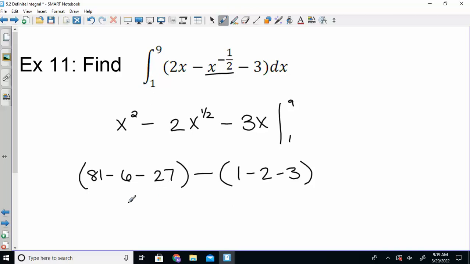So we get 48 minus negative 4, which is 52.